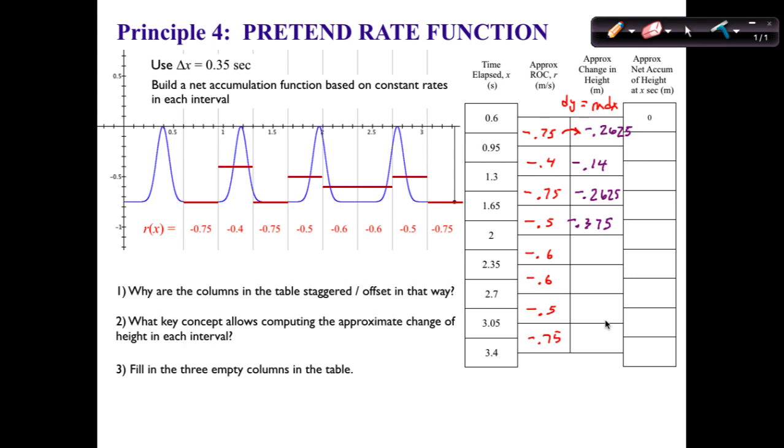Okay, so now, what is this column? This column is approximate net accumulation of height at x seconds. So the net accumulation, again, since 0.6 seconds. So how much accumulated change in height do I have at 0.95 seconds? So we're back to the unstaggered column because these are going to be amounts of change at these particular moments in time: 0.95, 1.3, etc.